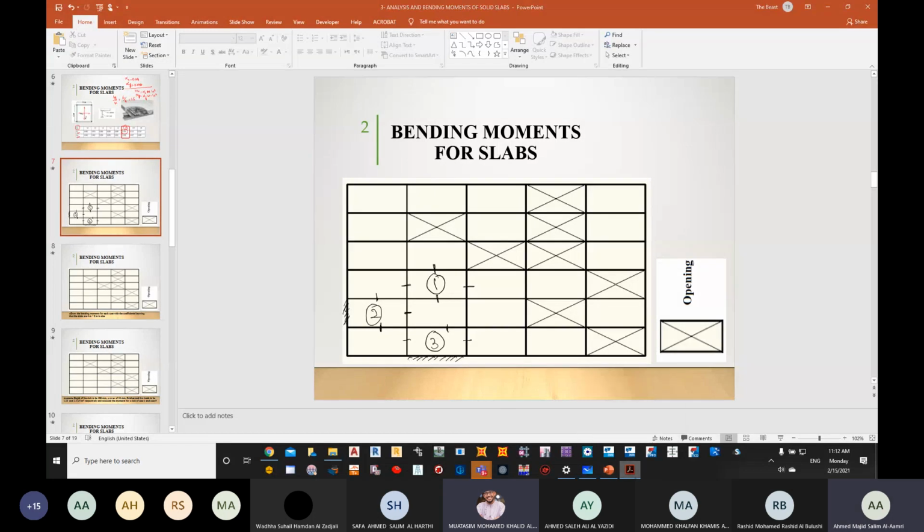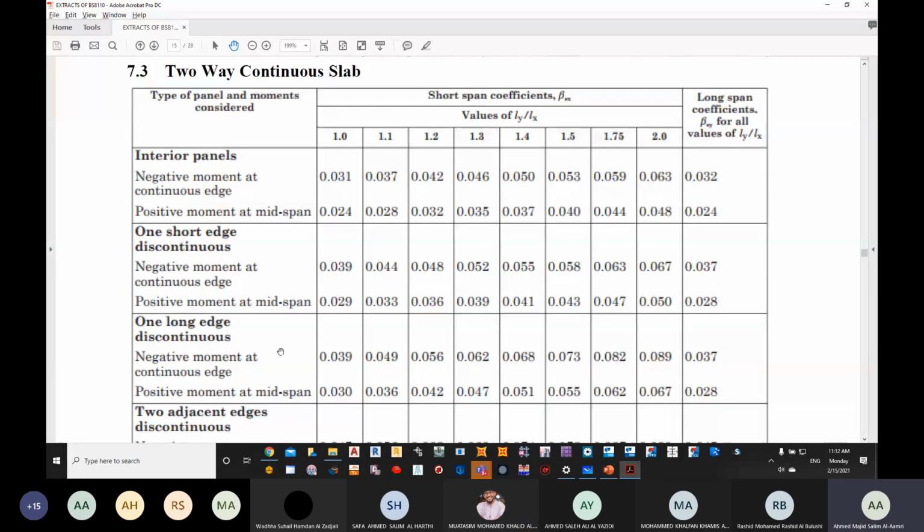Okay, very good. Case number 4. What does it say, case number 4?